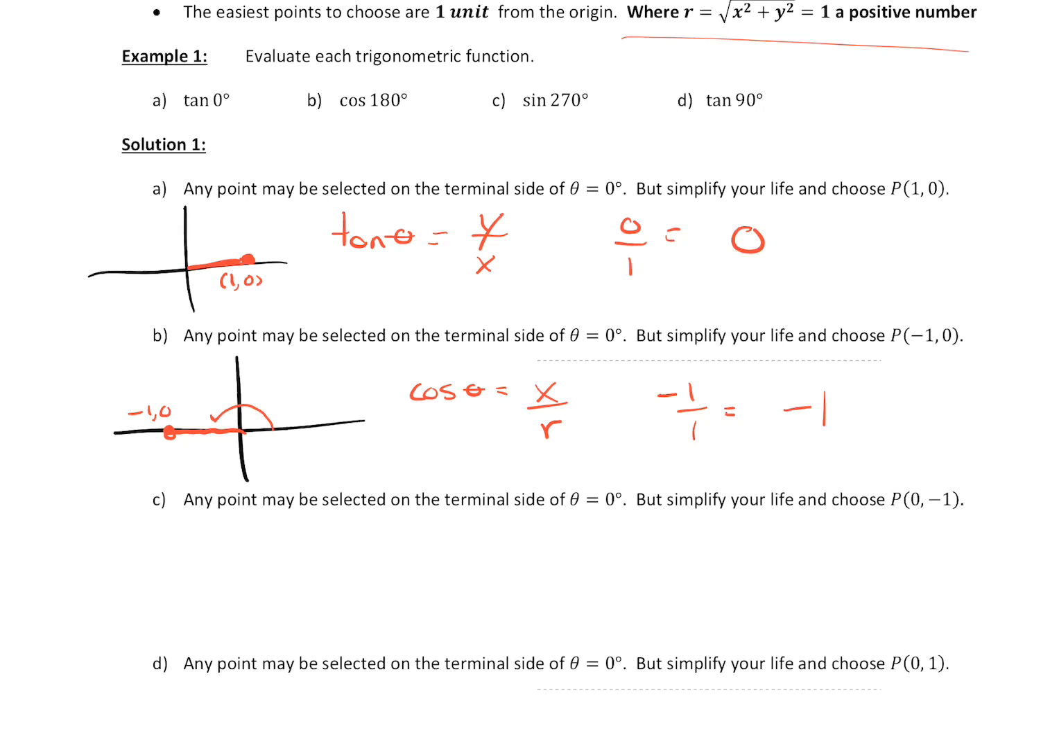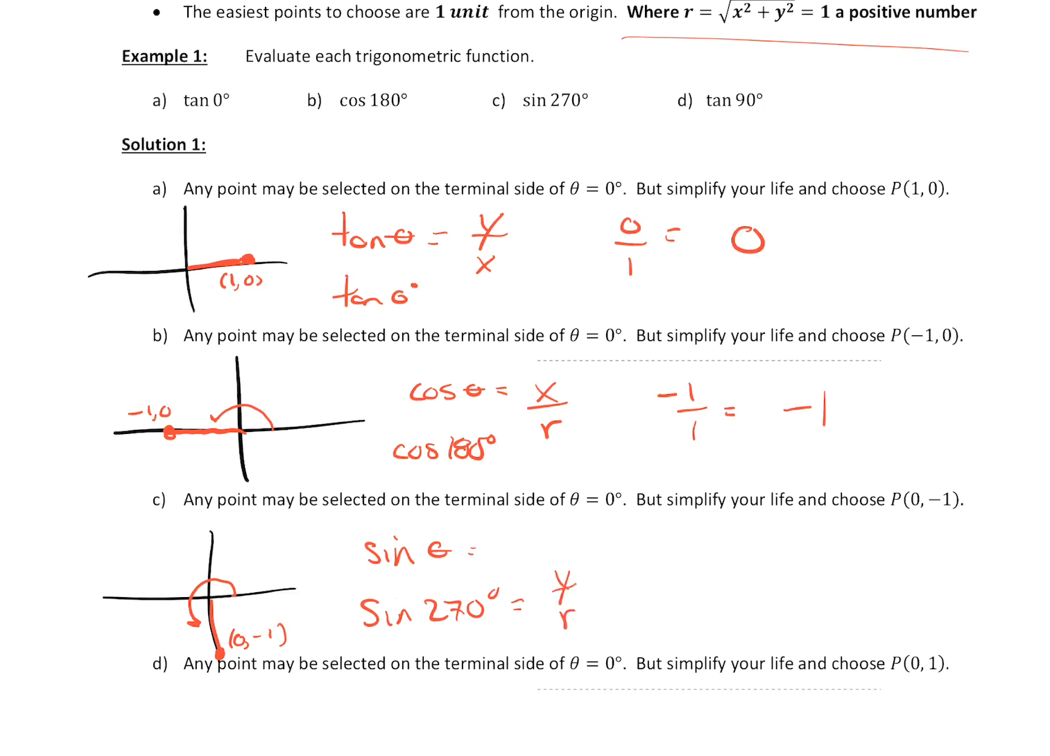And now for C, 270 degrees. So again, if we look at the grid, where's my line at 270? We're all the way here. So we're going to be at (0, -1). And we're asking for sine. So sine of 270 degrees is equal to, sine is y over r, so we have negative 1 over 1, so again, negative 1.